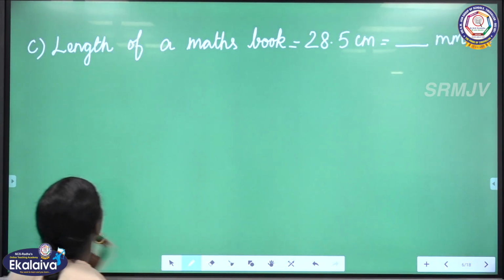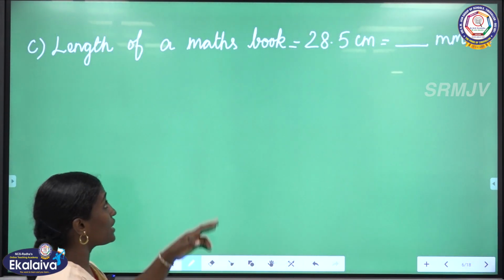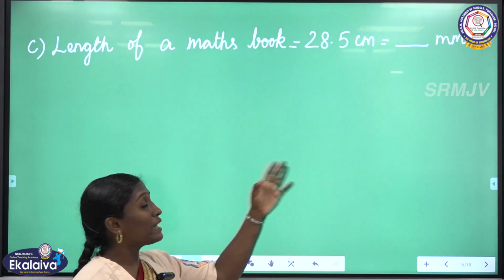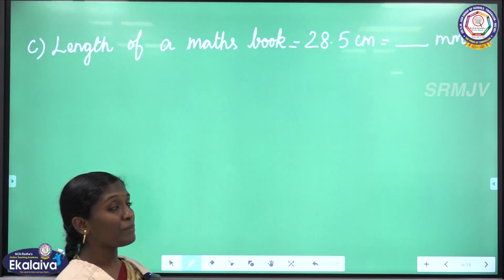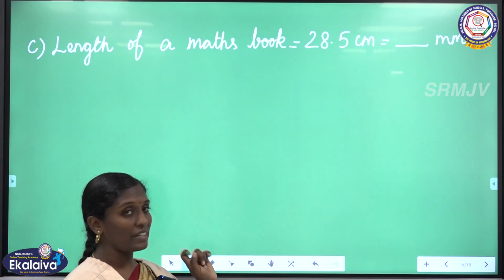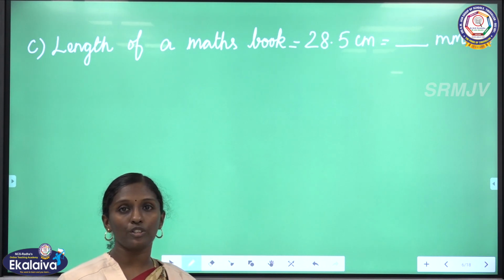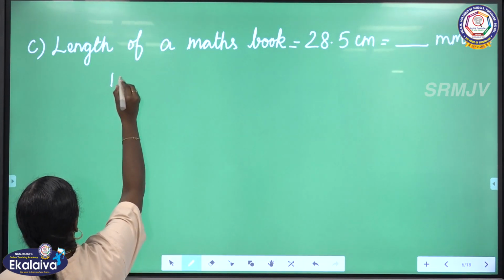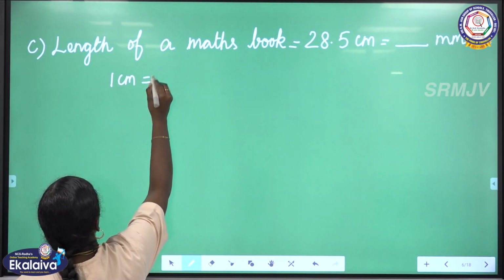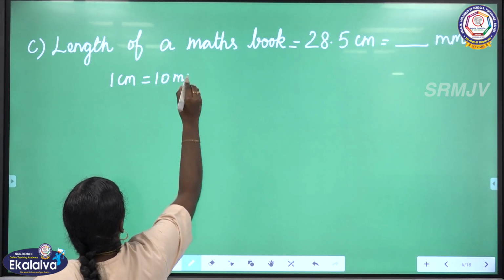The next question: the length of your maths book is 28.5 centimeter. We need the answer in millimeter. Length of the maths book in millimeter. Here centimeter is a greater unit. We are going to convert the greater unit to smaller unit, so we have to use multiplication. We know that 1 centimeter is equal to 10 millimeter.